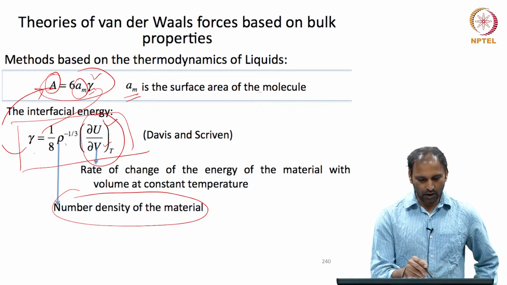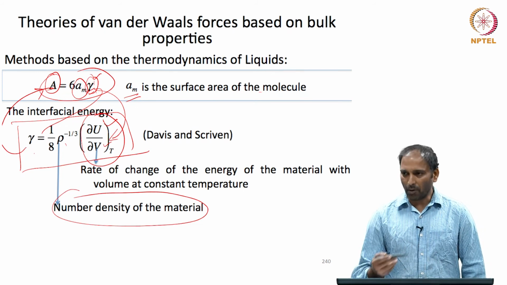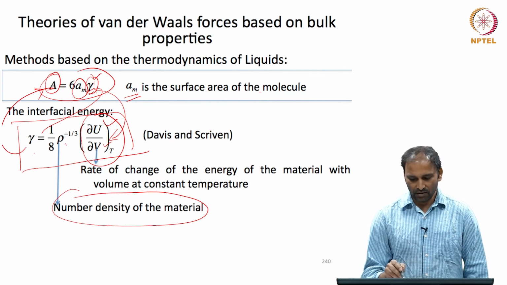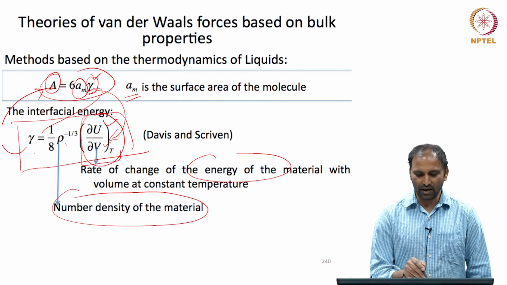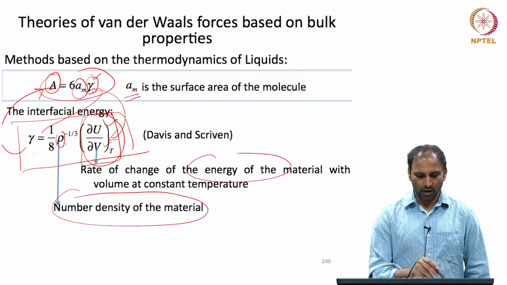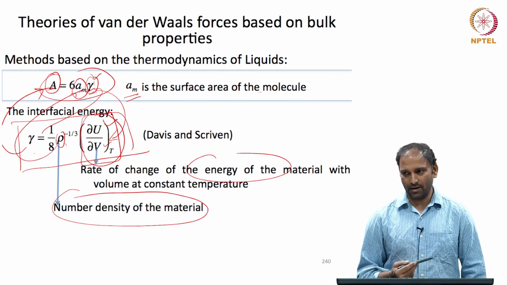And now one of the ways of getting gamma is to relate that to some thermodynamic properties, in this case how the internal energy of the material changes with volume at constant temperature. So, if you have this data, if I know what rho is, I can plug this in this expression and I can get A. Okay.